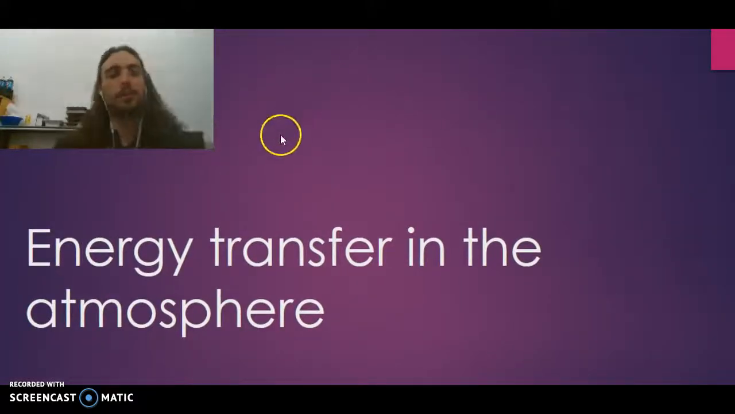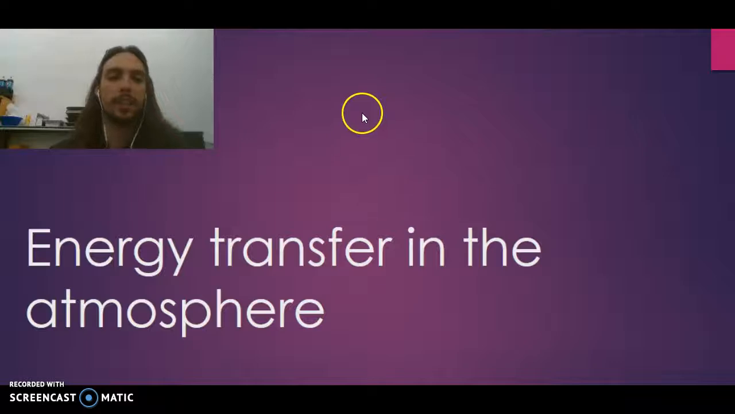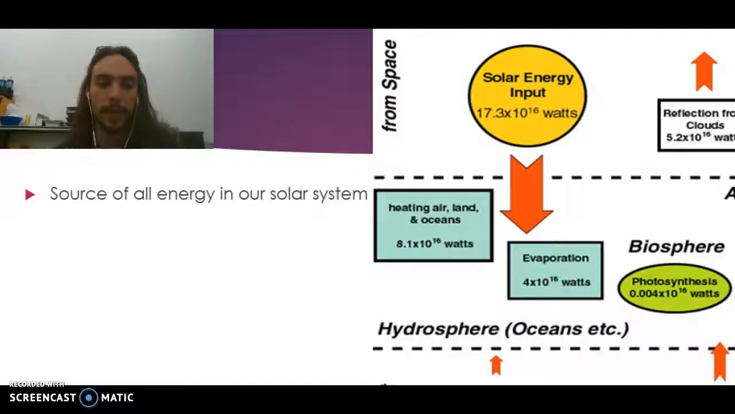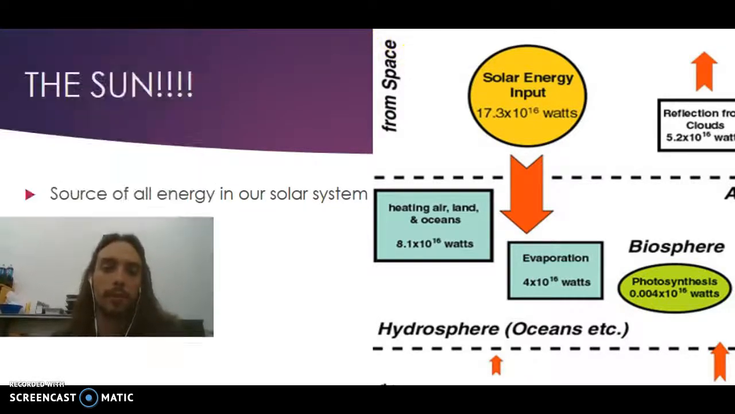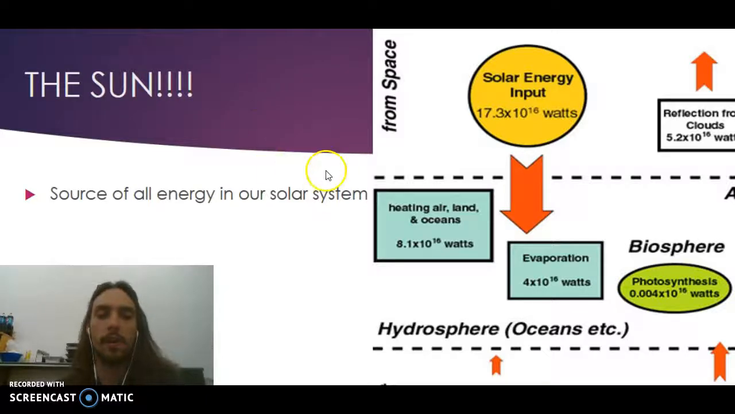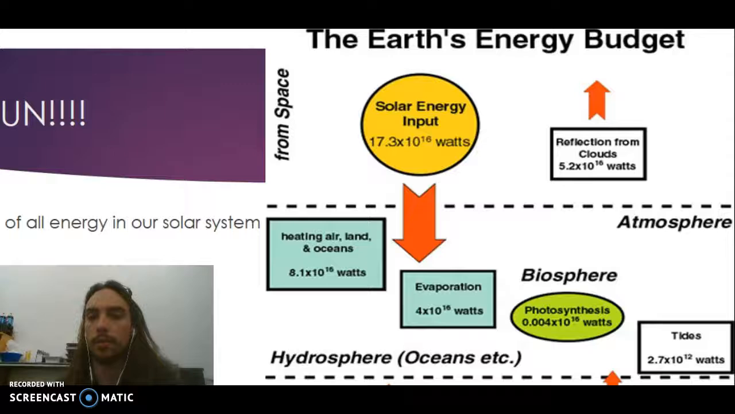So, we're going to go through energy transfer in the atmosphere here. It should be a very short unit because it's just a culmination of a lot of the things that you've learned in previous subunits. Okay, so we're going to start off with the sun. It's important to know that the sun is the source of all of the energy in our solar system. So we're going to quickly go through this Earth's energy budget diagram because we've already done the Earth's energy budget, so you should know most of this.